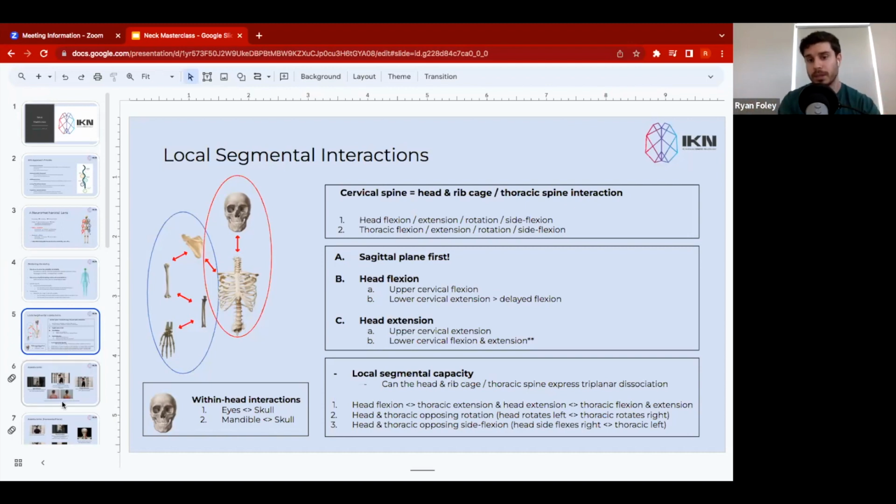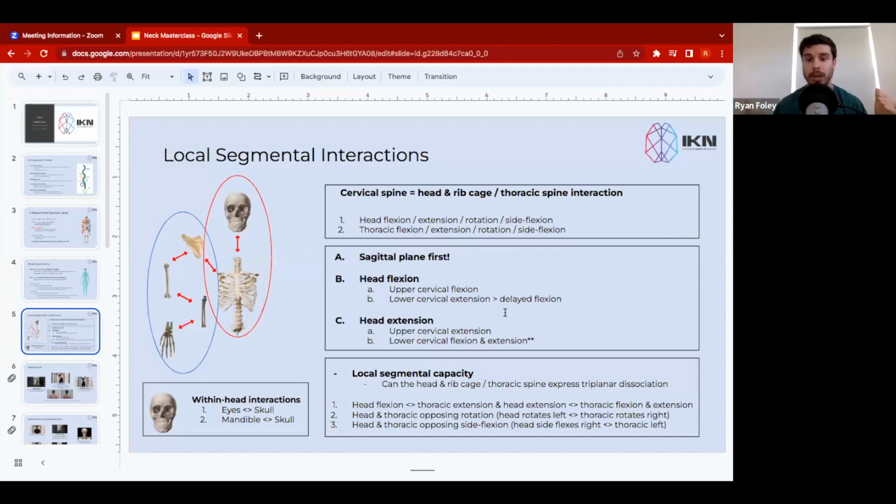So that's why we talk about this lower cervical extension early on, or this delayed flexion, where I want to be able to get that flexion from the upper cervical spine and then begin to allow the upper thoracic spine and lower cervicals to flex. If I'm flexing them very, very quickly, then I'm not able to concentrate that flexion through the upper cervical spine. When it comes to head extension, again, I want to be able to, of course, concentrate some extension through the upper cervical spine, but then I also want to distribute that extension into the lower cervical and upper thoracic spine.